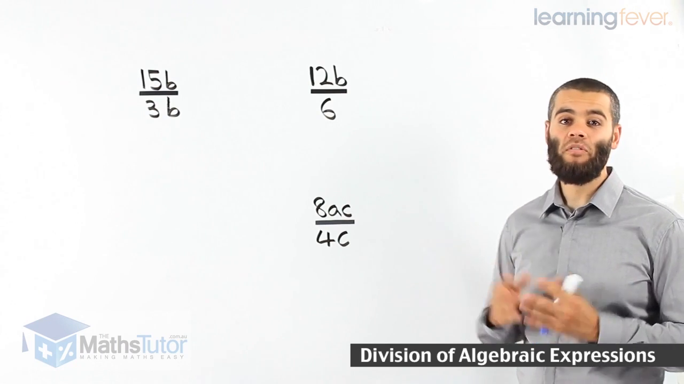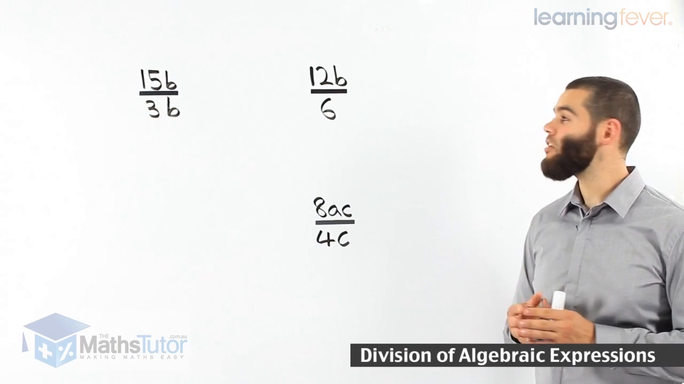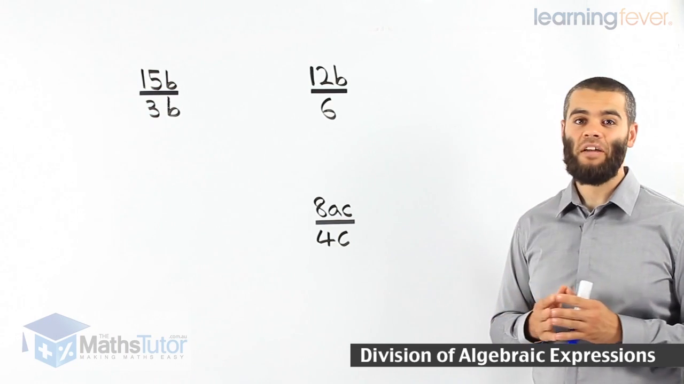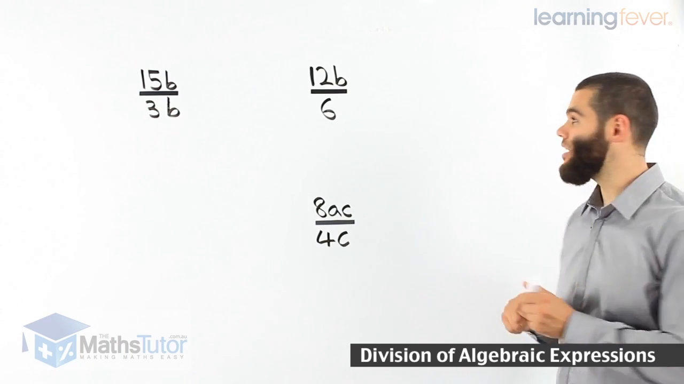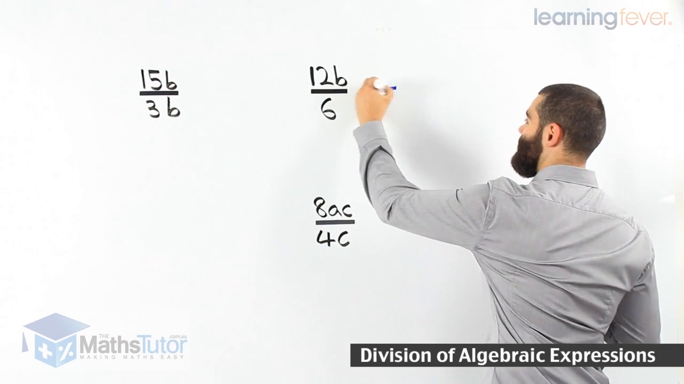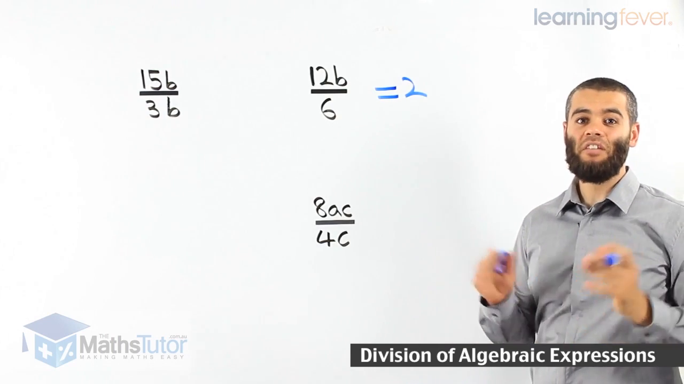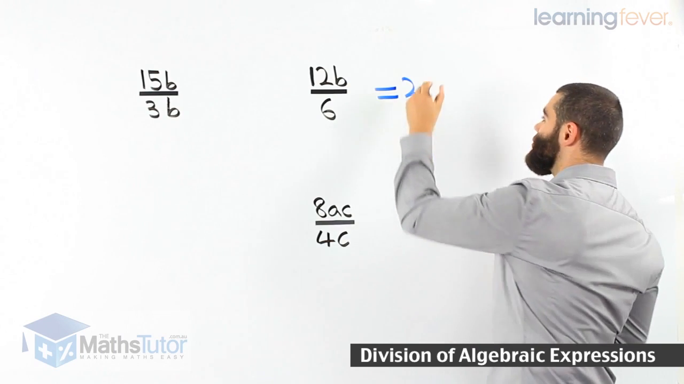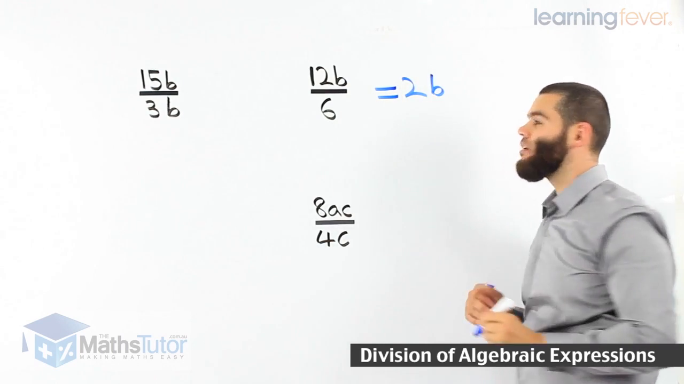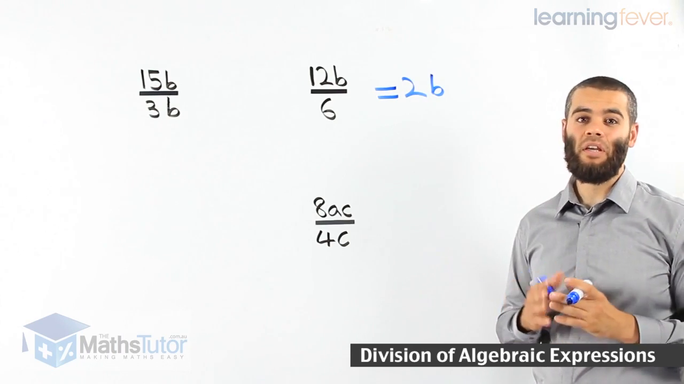12b over 6. Over really means divide. So 12b divided by 6. Well, 12 divided by 6 is 2, and we have our pronumeral b, so 2b. Is it that easy? Yes, it is. So the fraction bar means divide.